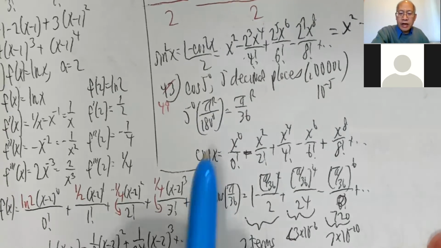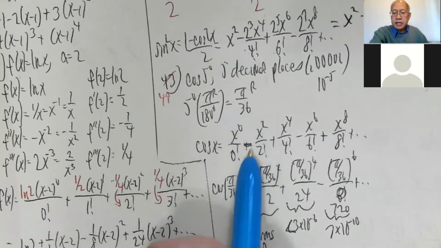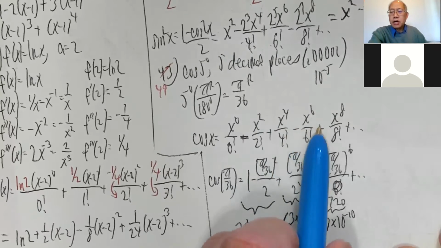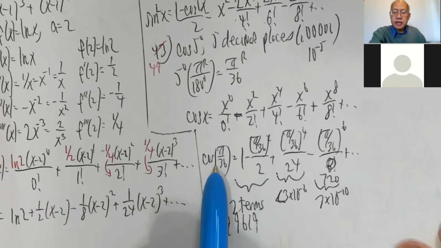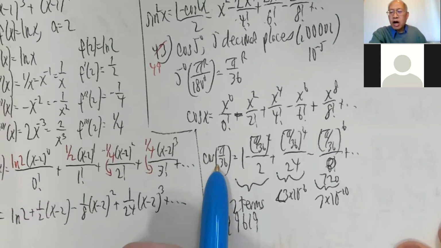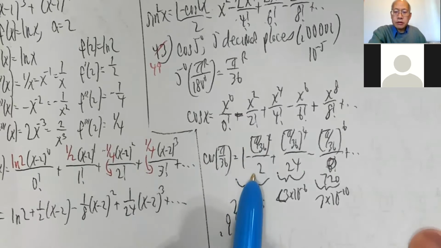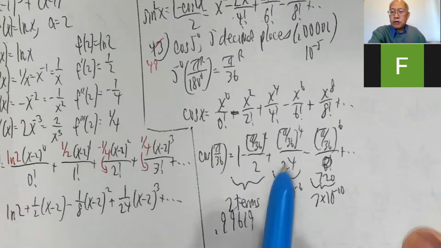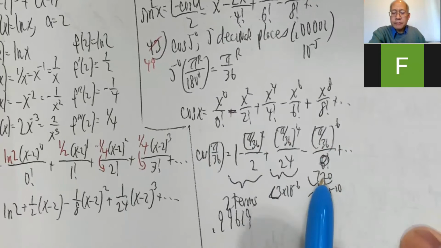All right, so cosine of x, x to the 0 over 0 factorial. Yes, that's 1. Minus x squared over 2 factorial plus x to the 4th over 4 factorial minus x to the 6th over 6 factorial plus x to the 8th over 8 factorial. Okay. Plug in pi over 36. Awkward for you and me, but easy for calculators. 1 minus (pi over 36) squared over 2 factorial plus (pi over 36) to the 4th over 4 factorial, 24, minus (pi over 36) to the 6th over 6 factorial, 720.